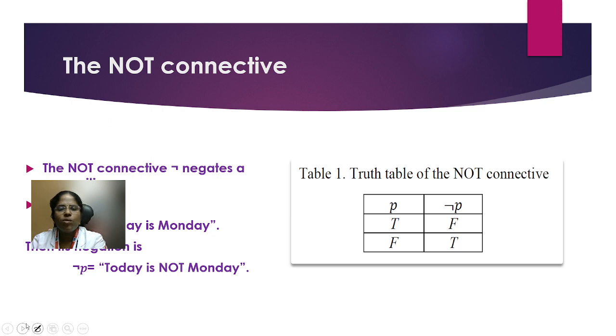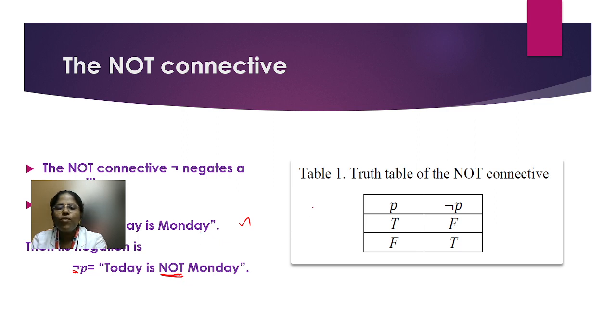The first connective, the not connective. The not connective gives you the negation of a proposition. If you use the not connective, it negates the proposition. For example, if P denotes the proposition, here the statement is today is Monday. If you use the negation symbol for P, then your statement will come as today is not Monday. The negation of the statement today is Monday is today is not Monday.